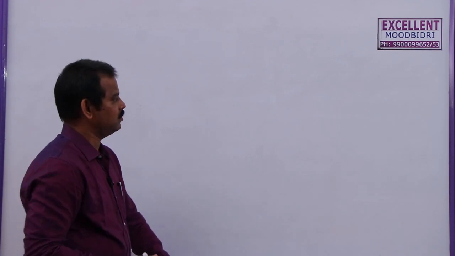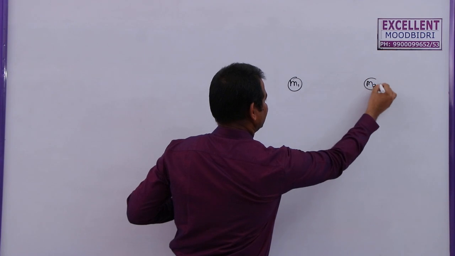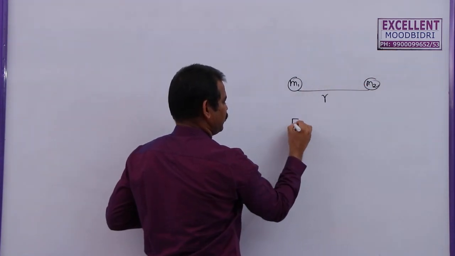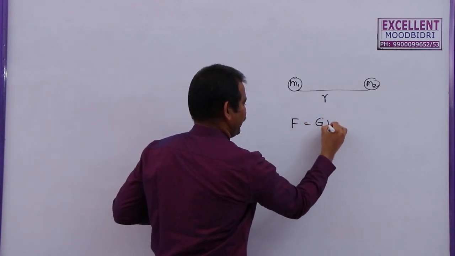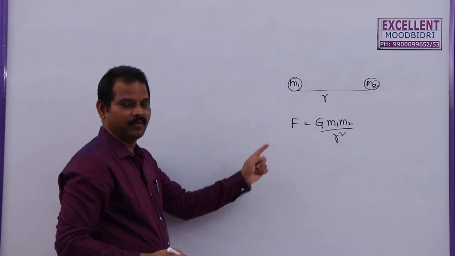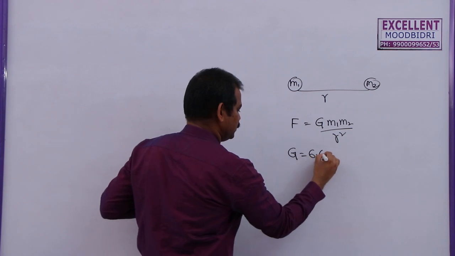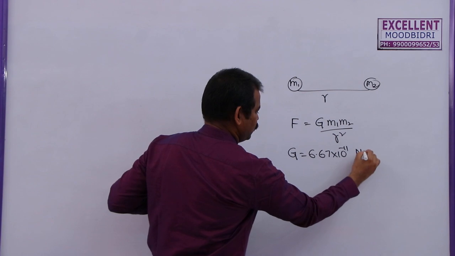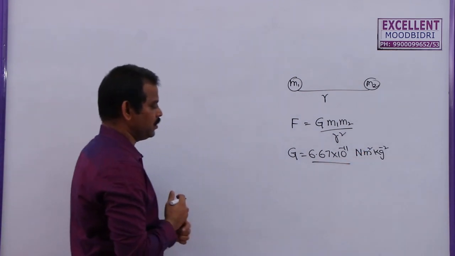If we consider two masses m1 and m2 separated by some distance r, the gravitational force of attraction between these two is given by G m1 m2 by r square. We studied about this yesterday. Here G is equal to 6.67 into 10 power minus 11 Newton meter square kg power minus 2. This is the value of capital G.